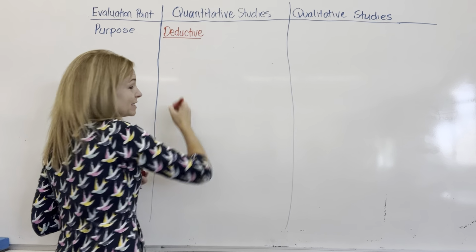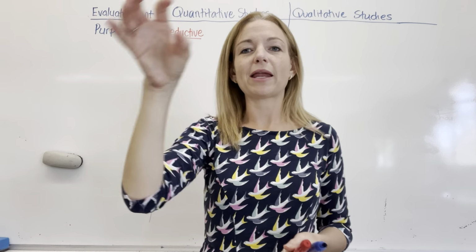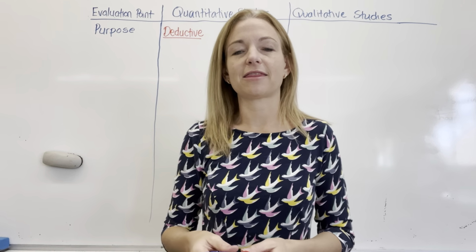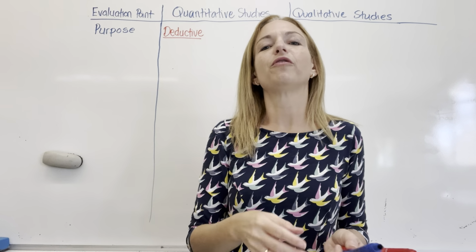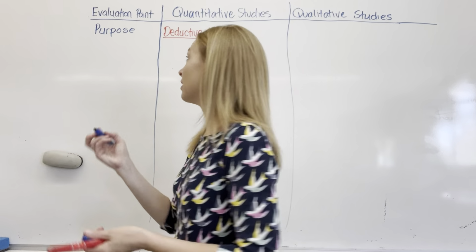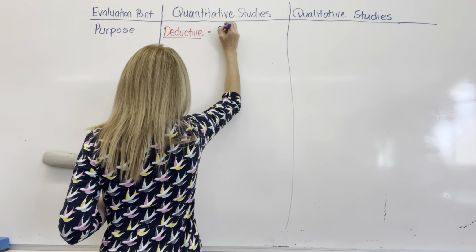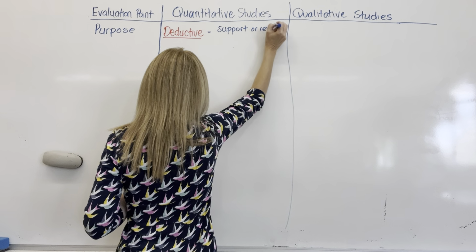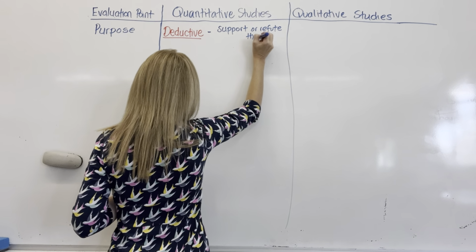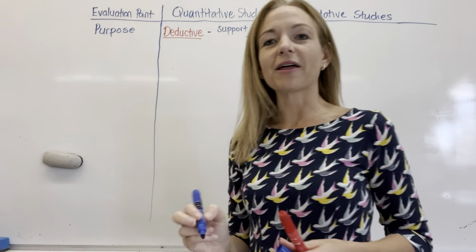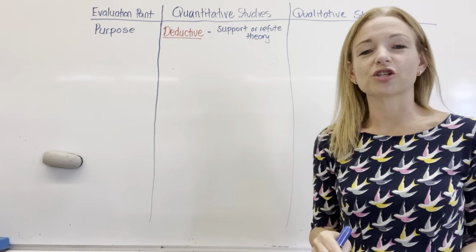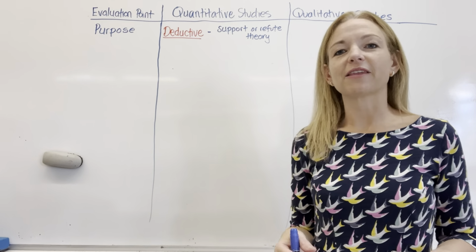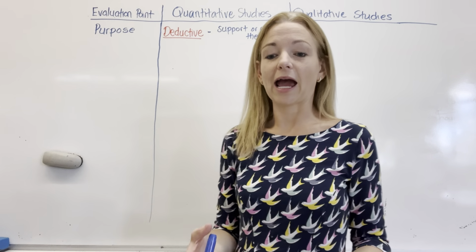So when we say deductive, we mean we already have a theory, therefore a hypothesis, and we are testing that theory. So we are supporting or refuting an existing theory. The theory already exists. From the theory, we've made a hypothesis. And from that hypothesis, we are now going to do research. This is a really important purpose of research because we want to provide evidence and check that the theories we're saying are actually accurate.